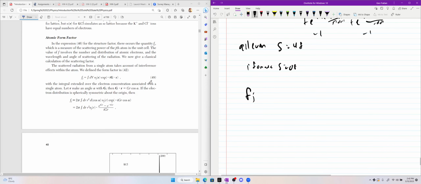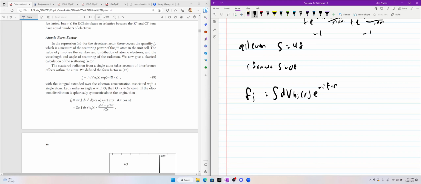So the scattered radiation from a single atom takes account of interference effects on the atom. So we can define the form factor in 42, f_j as the integral over dV of n_j(r) e^(-i G·r), with the integral extended over the electron concentration associated with a single atom. Let's let r make an angle alpha with G such that G·r is Gr cosine alpha.